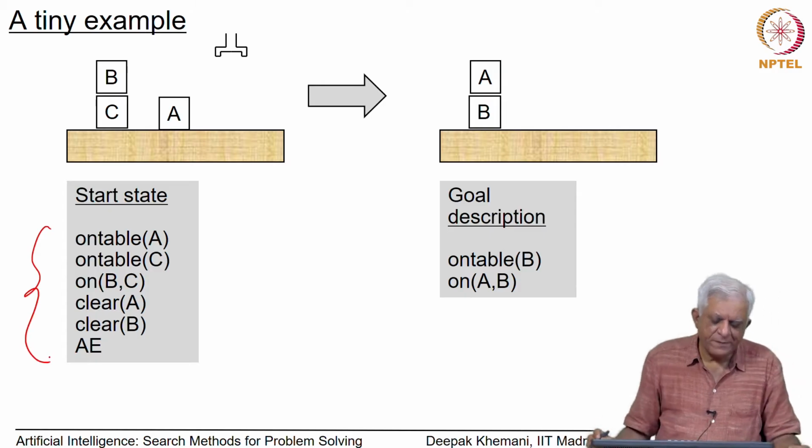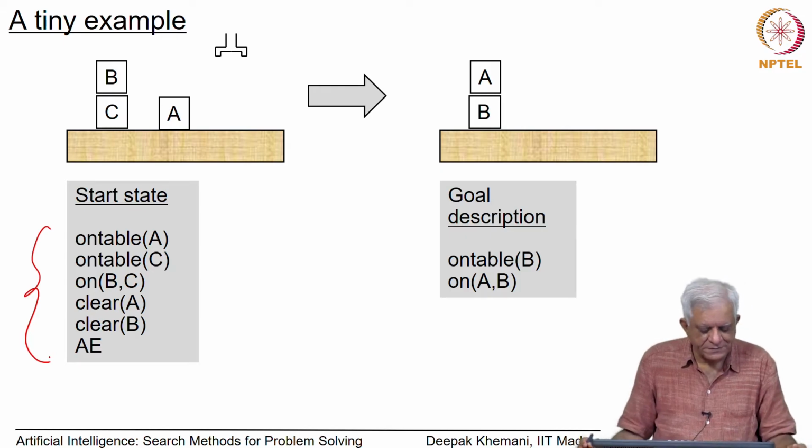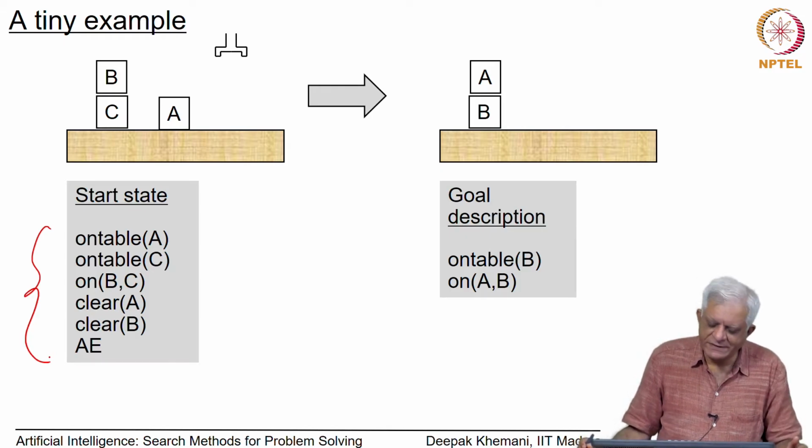So, these must be the effects of the initial action A 0 when we start doing plan space planning. These actions are basically describing the diagram on the top, which says that A is on the table, C is on the table, B is on C, there is nothing on top of A and there is nothing on top of B, and the arm is empty.